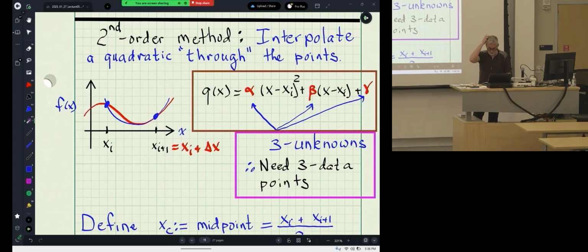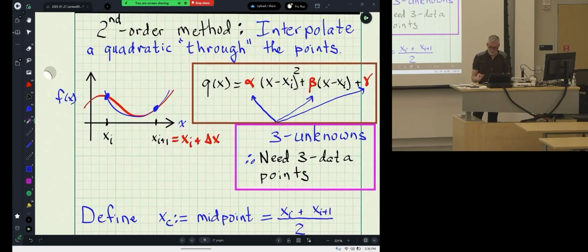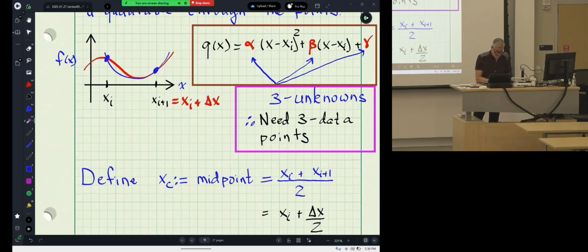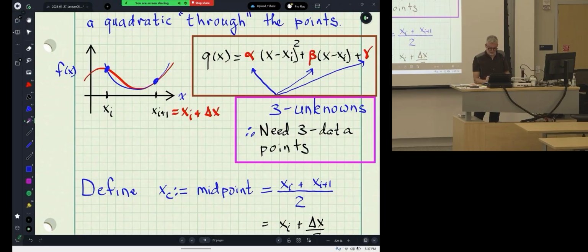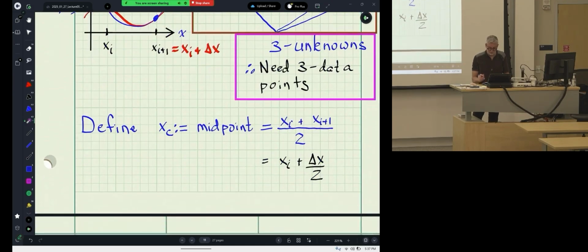So let's just understand, we want to interpolate a quadratic through our points. I'm proposing the quadratic to have a second order term, a linear term, and a constant. So that's three unknowns. We need 3 data points, and I'm proposing that we add a midpoint here, xc. So xc is the midpoint between those. And if xi plus 1 is xi plus delta x, so we do a uniform grid, we take the midpoint, then this is xi plus delta x over 2.